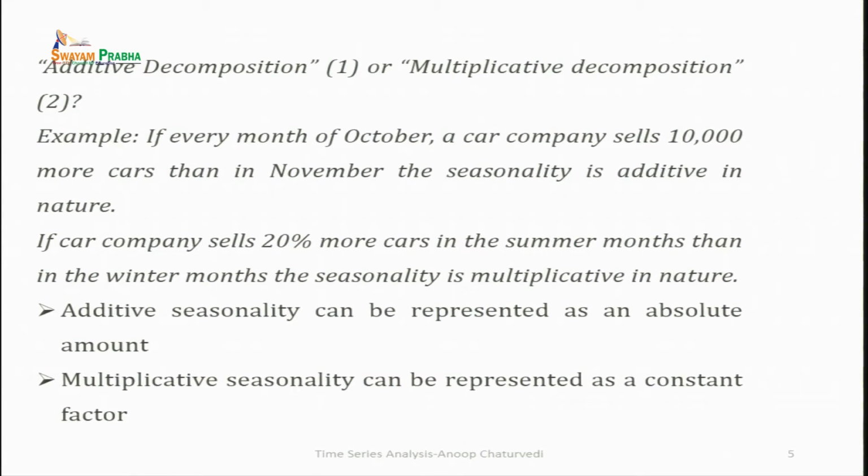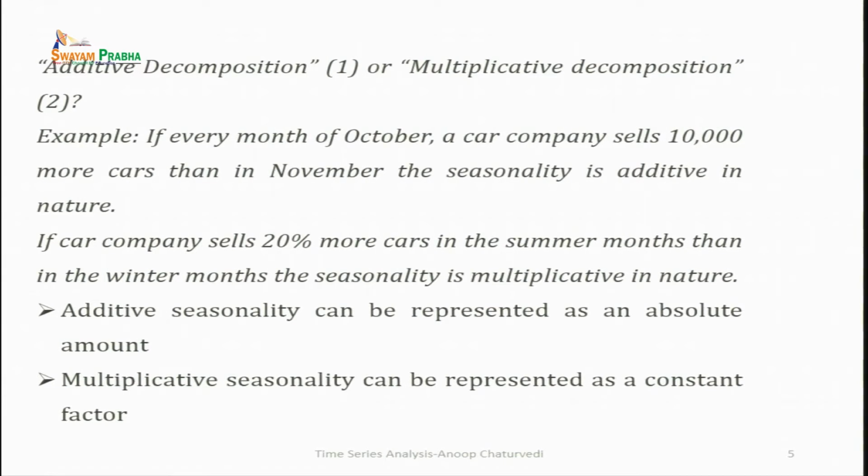Now, suppose the car company sells 20% more cars in the summer months than in the winter months, then the seasonality is multiplicative in nature. So, in this case you are giving in some sense the proportion of increase or percentage of increase during summers. During summers the sales are going to increase by 20%. So, you have multiplicative seasonality.